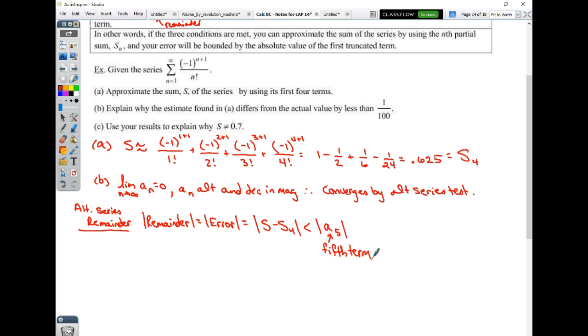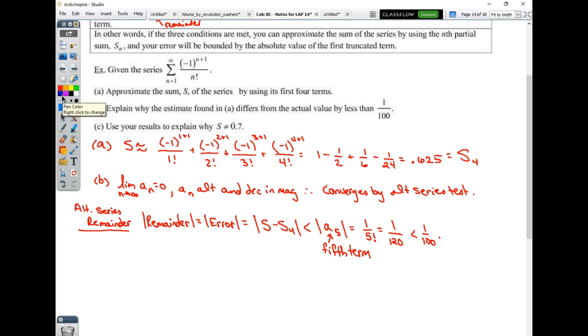And what is the fifth term? What is the absolute value of the fifth term? Well, the fifth term is 1 over 5 factorial. Agreed? And what is 5 factorial? 120. And what do I know about 120? You're done. My whole goal was to say this. What I have is the next term that exists is smaller than 1 over 100. That's the important part.